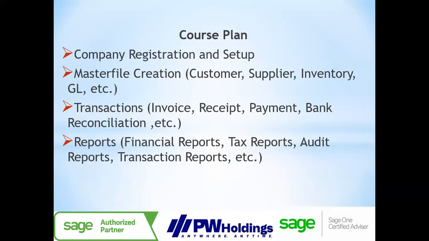Third one, transactions. In transactions, we will discuss customer transactions such as invoices and receipts, and supplier transactions, payments, supplier invoices, bank transactions, and bank reconciliation. Finally, reports. In reports, we will discuss how to generate reports, how to generate financial reports, tax reports, audit reports, transaction reports, and we will discuss how to design reports.